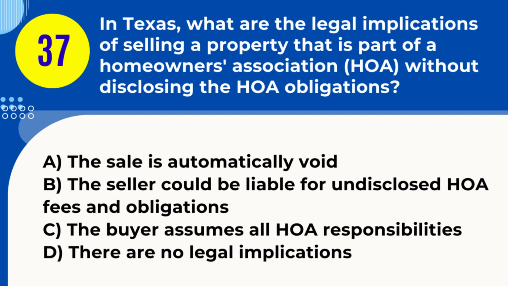Question 37. In Texas, what are the legal implications of selling a property that is part of a homeowners association, HOA, without disclosing the HOA obligations? A. The sale is automatically void. B. The seller could be liable for undisclosed HOA fees and obligations. C. The buyer assumes all HOA responsibilities. D. There are no legal implications.